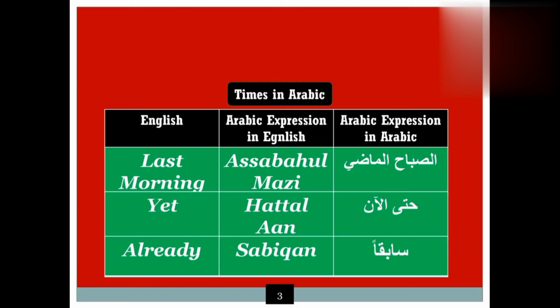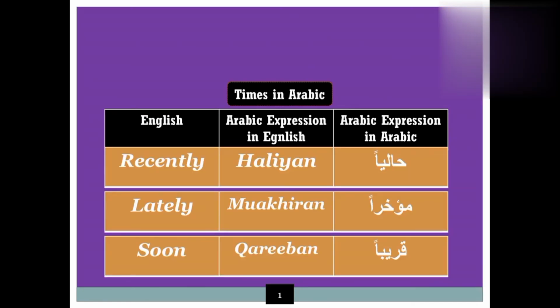Now see yet. For yet we use in Arabic hatta al-an. Hatta al-an means yet. Now see already. For already we use in Arabic sabiqan. Sabiqan means already. Now see recently.